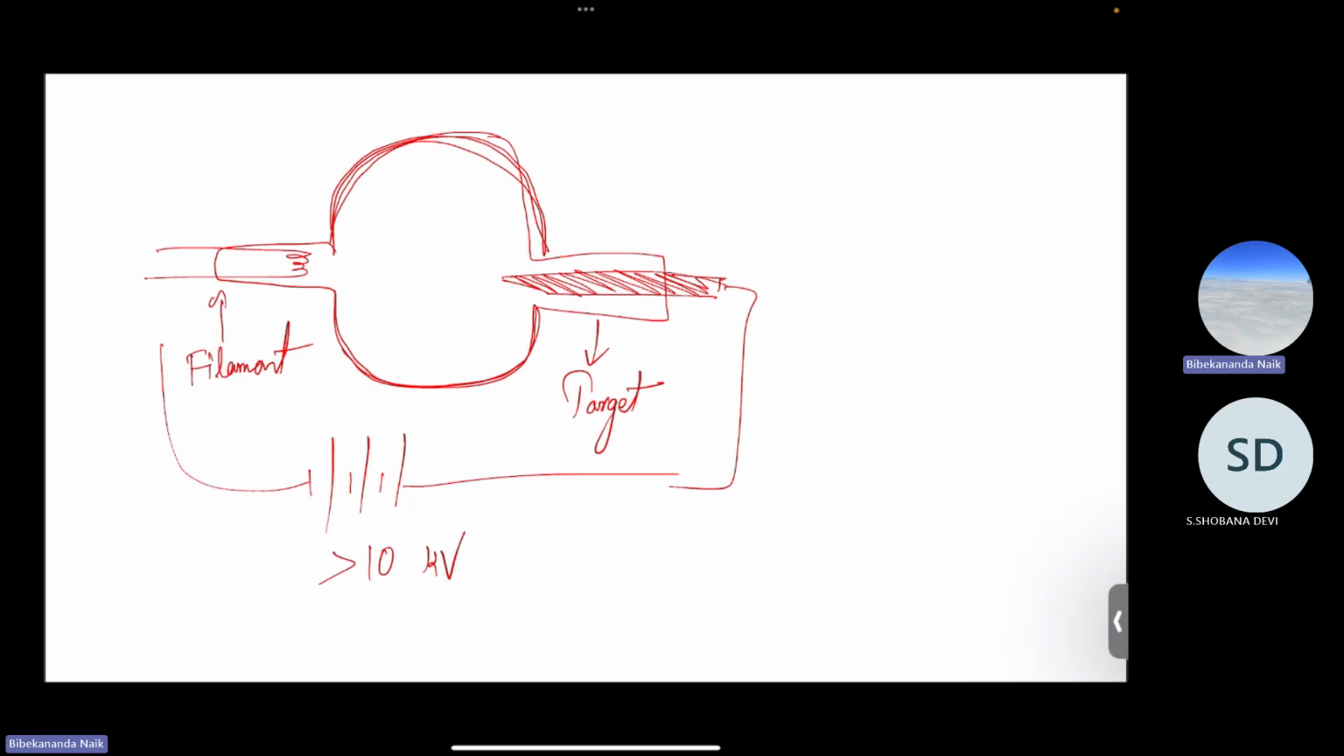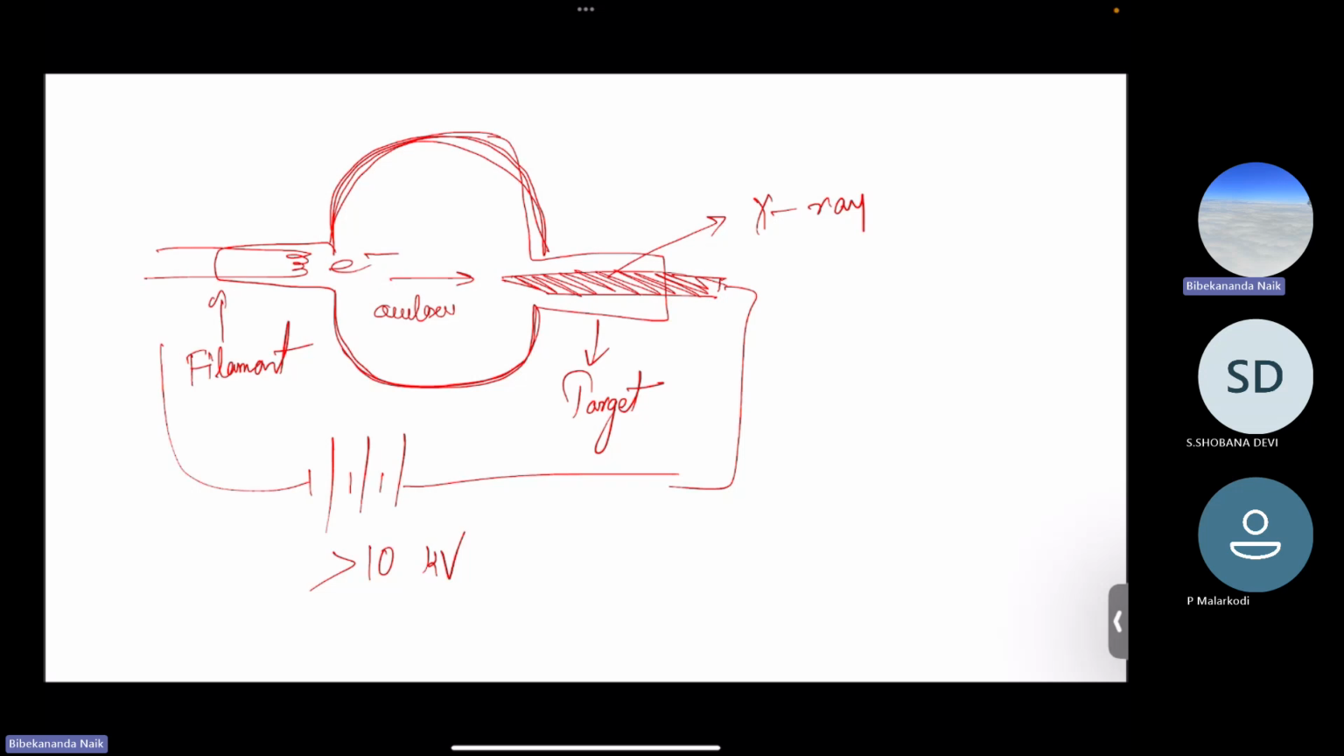So what happens? Due to the voltage applied between the two electrodes, electrons get emitted by thermionic emission from the filament, and since the biasing is negative on this side and positive on this side, the electrons get accelerated. When the electrons are accelerated, they hit the target material and the X-ray spectrum is produced, and that X-ray spectrum corresponds to the target material.